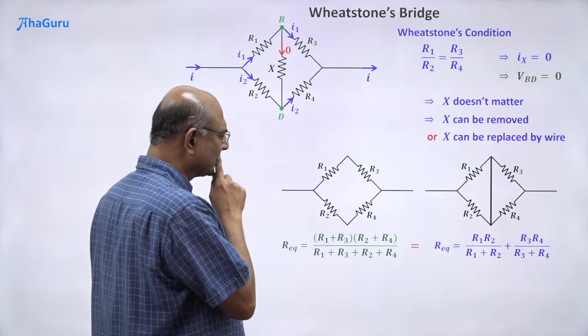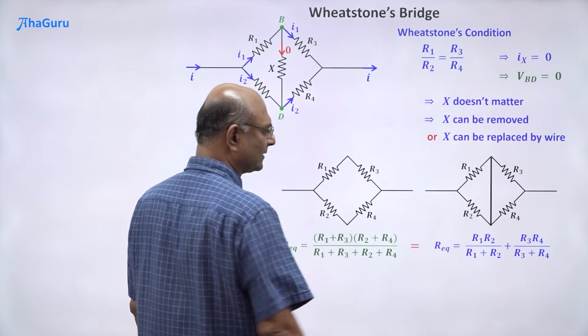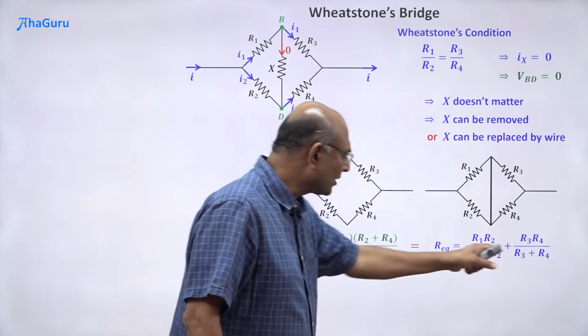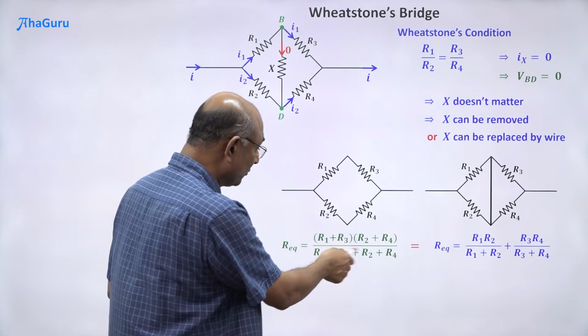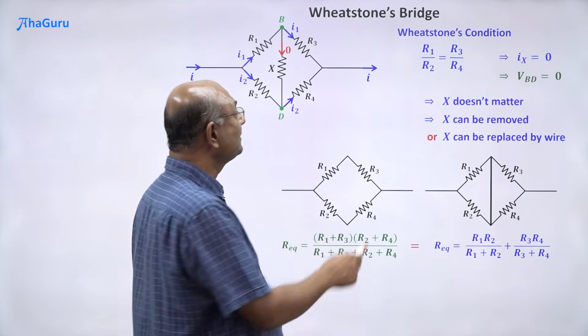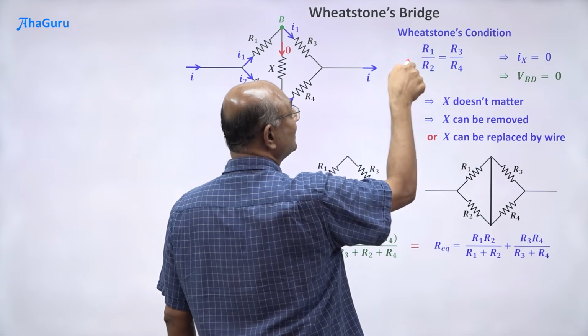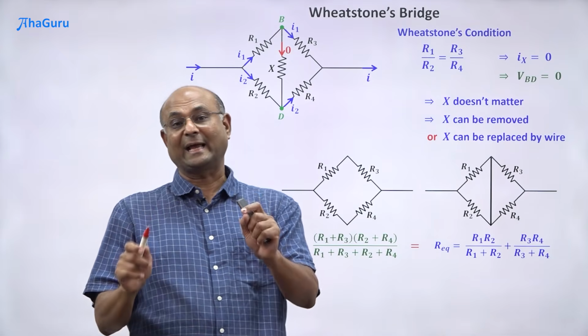But wait a minute, they don't look equal. This doesn't look like this at all. They are looking very different. Even if I cross multiply, the denominator will have R1 plus R2 into R3 plus R4. You won't get this sum. So something seems wrong. So far I have not even used Wheatstone's condition. If I use Wheatstone's condition, I can prove that these two are exactly equal.